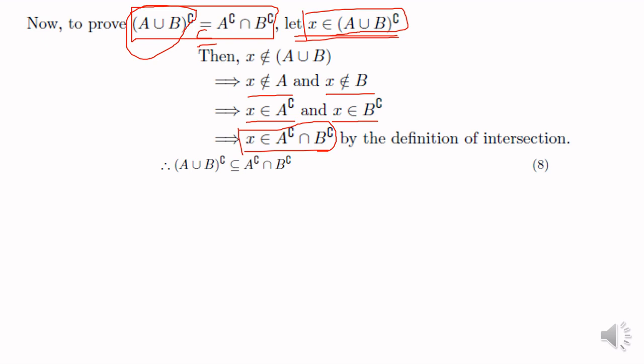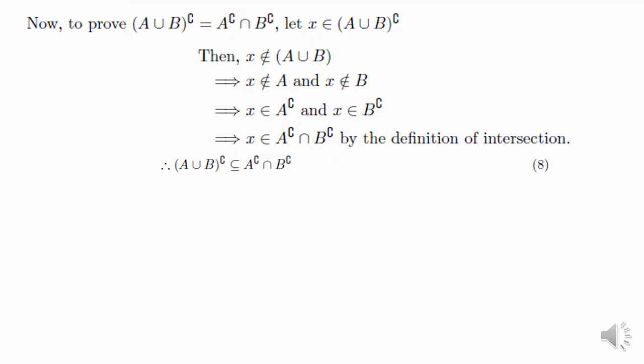Take this as equation number 3. I'm taking it as equation number 8. Now we will show the other part. That means A complement intersection B complement is a subset of A union B whole complement. So for that, we will take an element in A complement intersection B complement. Let X be an element of A complement intersection B complement.